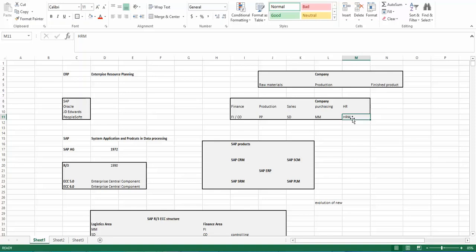So the HR department is responsible for all the human resource related activities. So a company is held by these pillars. Any particular company is standing on these important pillars.